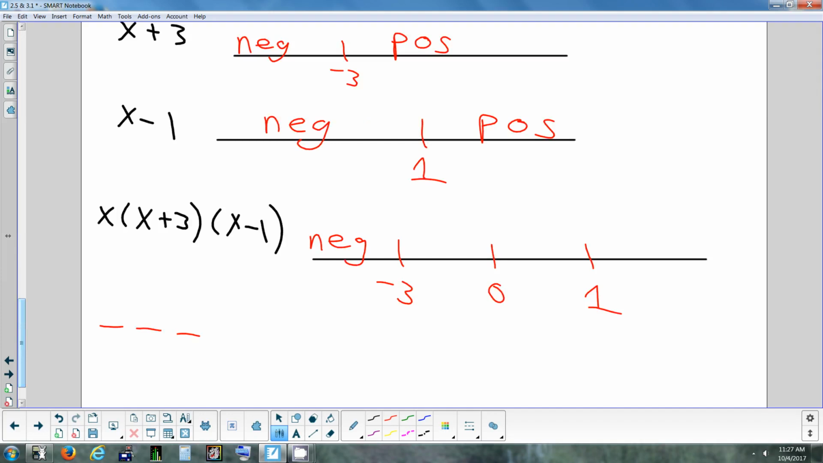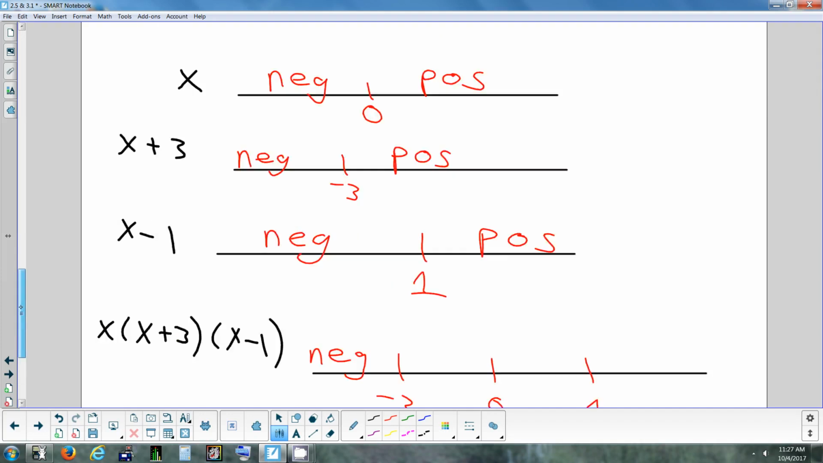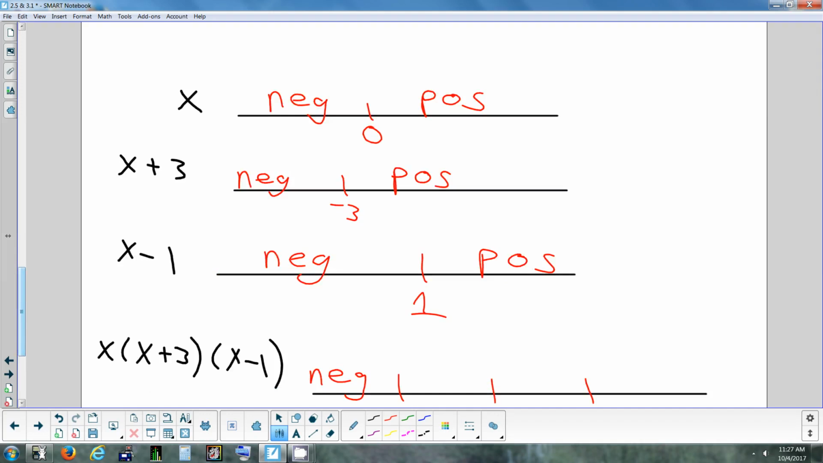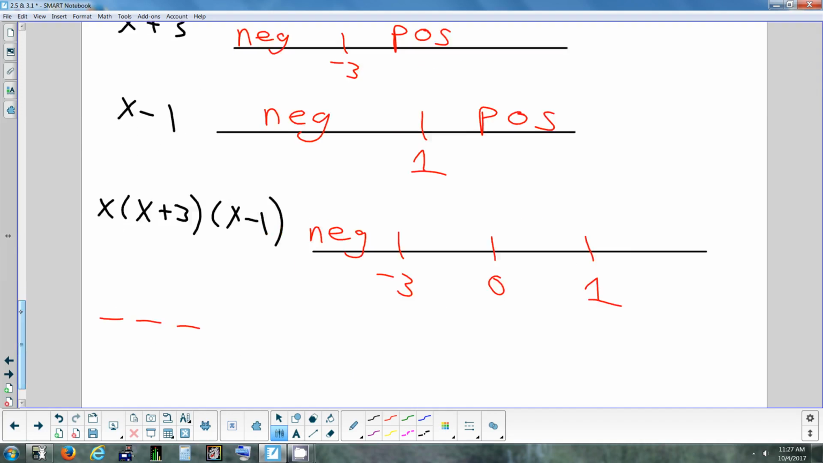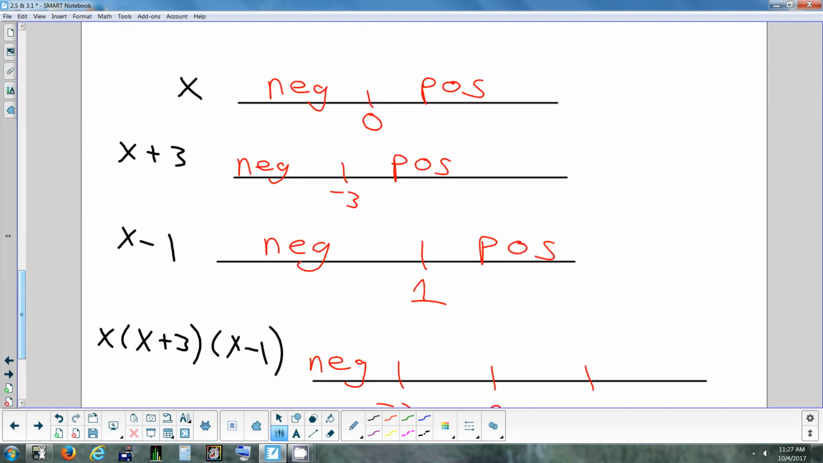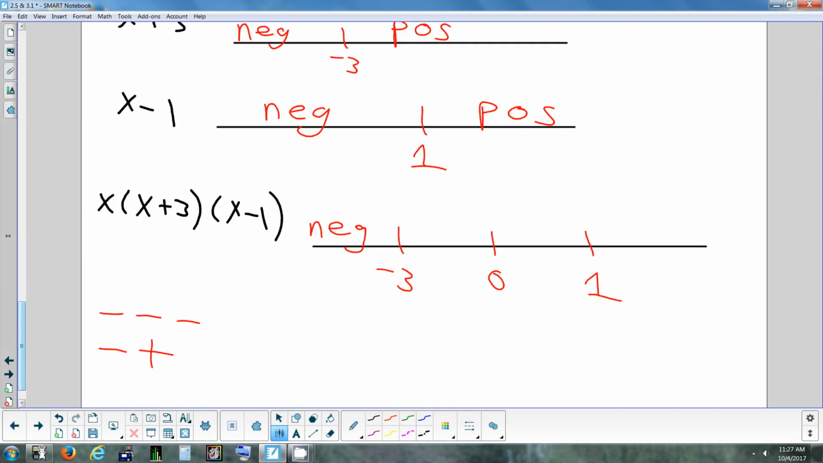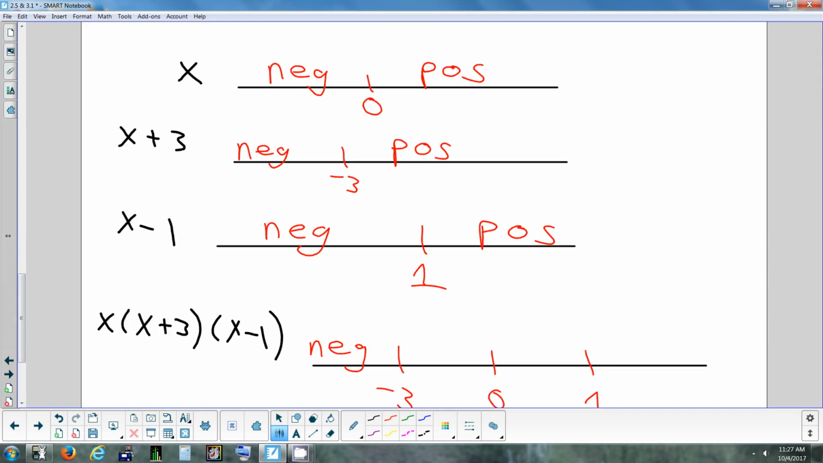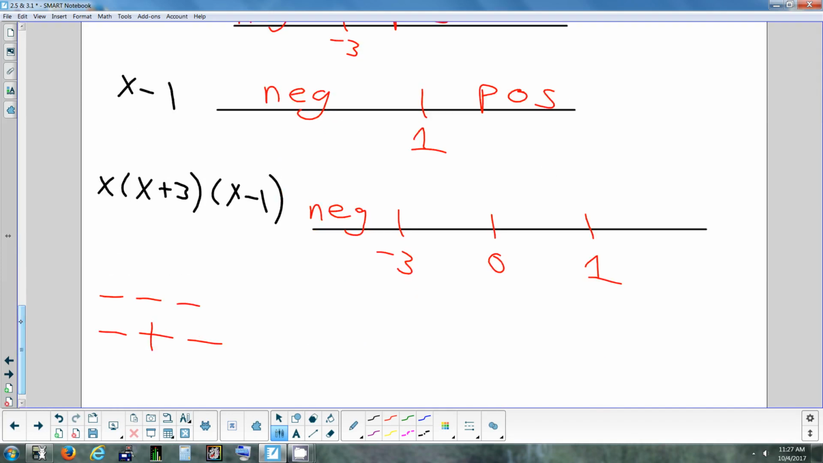All right, so let's check between -3 and 0. Mike, what do I get if I'm between -3 and 0 in the first factor? Negative, yep. So you're in the negative section. What about between -3 and 0 in the second one? Positive. Yeah, now you're in the positive. -3 to 0 is positive. And what about between -3 and 0 in the third one? Negative. That's a negative again. What's a negative times a positive times a negative? Negative. And then positive.